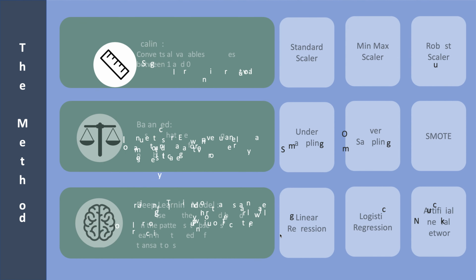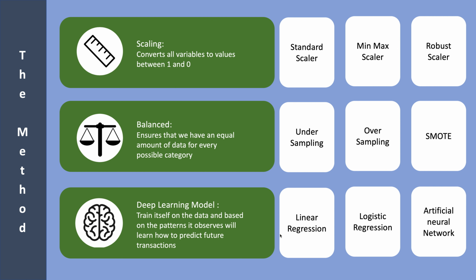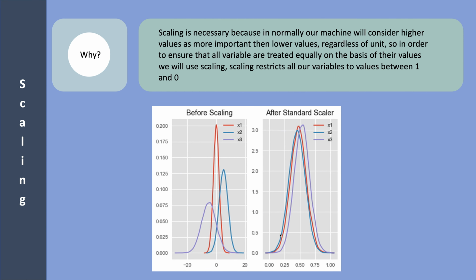So our first step will be scaling, which is used to get all values of a variable in a specified range, for example between 1 to 0. To do so, there are three main methods. We will discuss all of them, their respective pros and cons, and which one we will be using. So let's first understand why scaling is necessary.